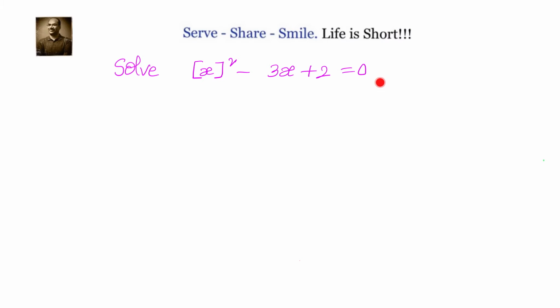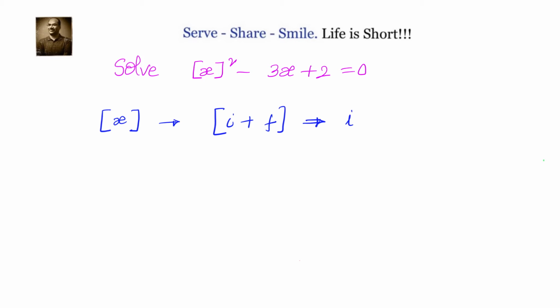Solve floor of x, whole squared, minus 3x plus 2 equals 0. Let's look at this interesting problem. First, let's understand what a step function, or greatest integer function, means. The greatest integer function returns the integer value which is nearest to the x value.